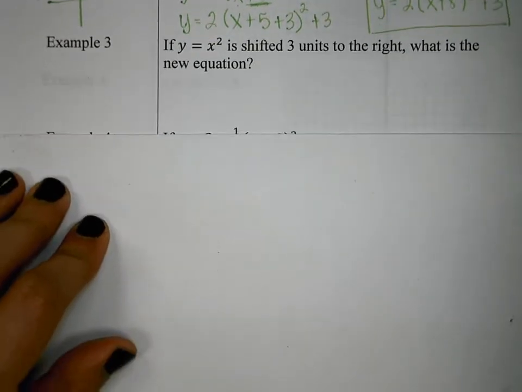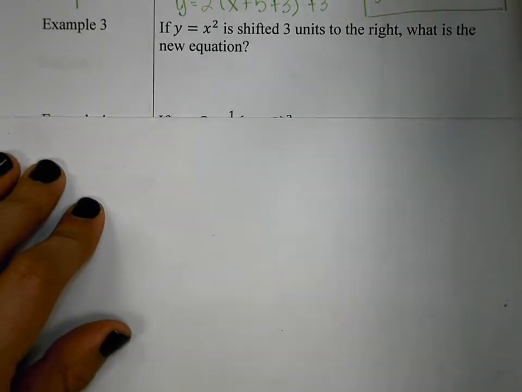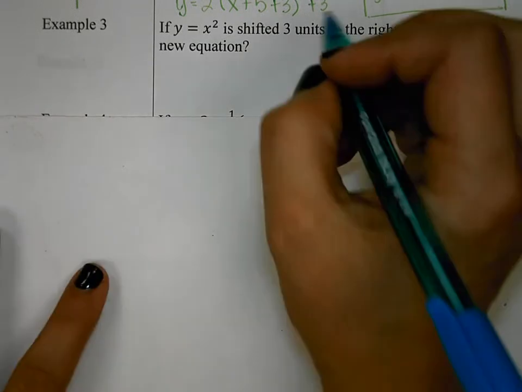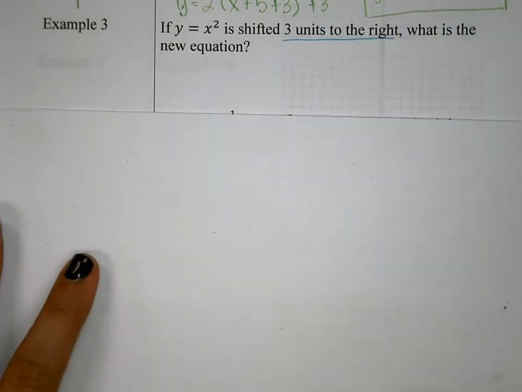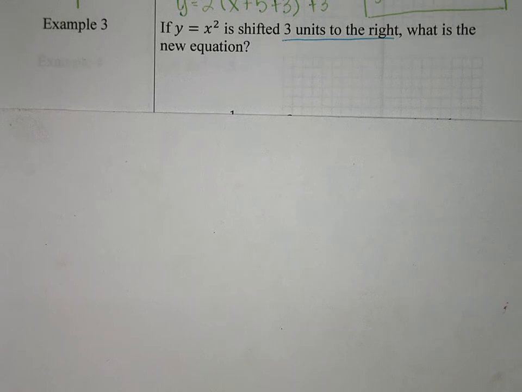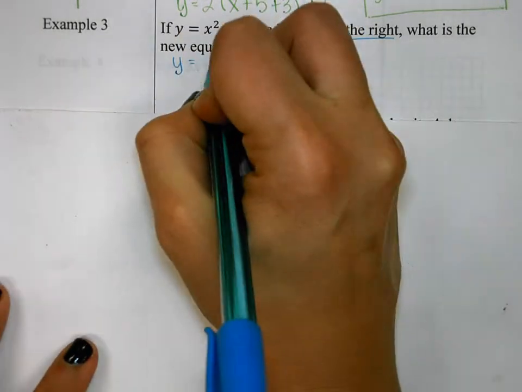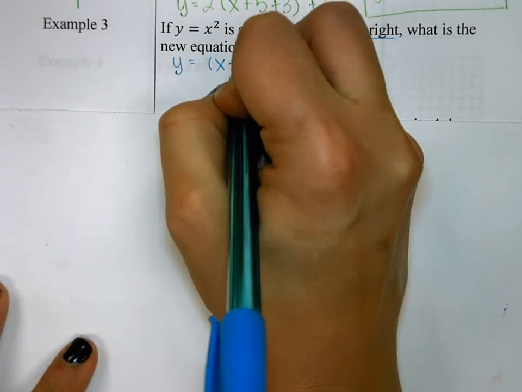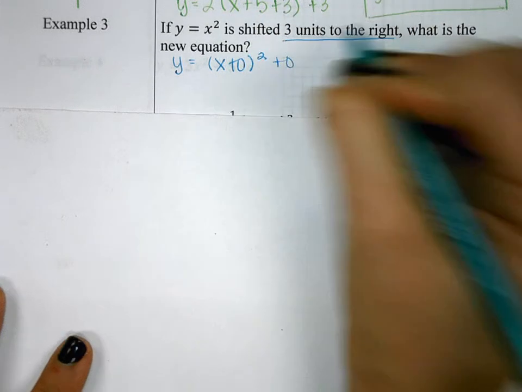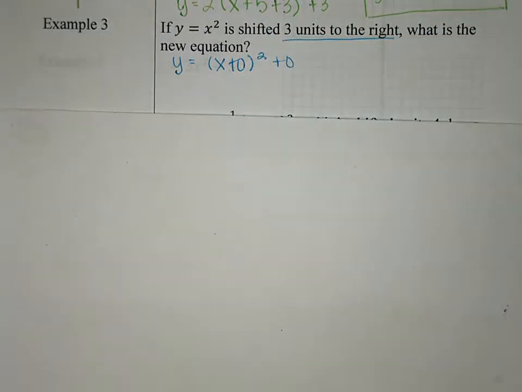Example 3, if y equals x squared is shifted 3 units to the right, what is the new equation? Well, y equals x squared definitely doesn't look like anything we've worked with before, but we do know how to rewrite this. This is the same as y equals x plus 0 squared, and then we can add the plus 0.